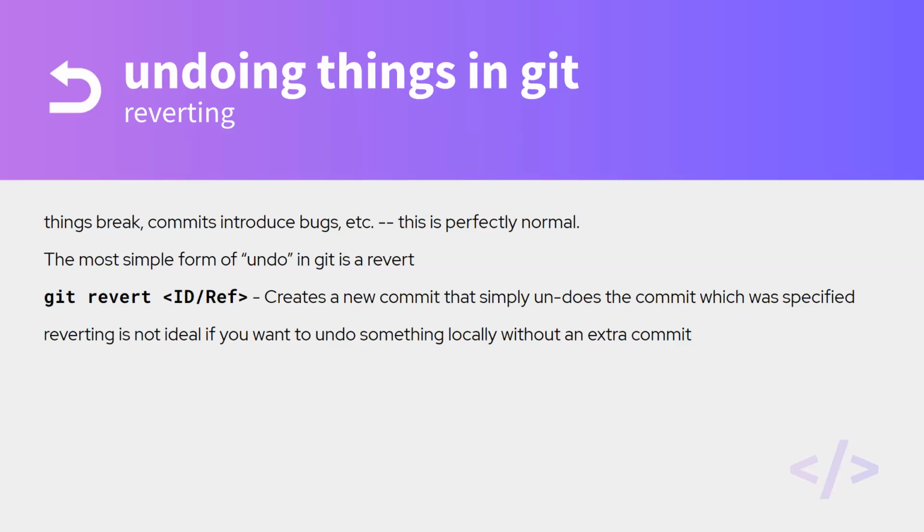Reverting is not ideal if you want to undo something locally without an extra commit. So essentially, I've committed something to the branch, it breaks something, and I want to undo that commit. Since Git tracks the additions and deletions of files, when I revert it, it'll just get completely undone, right?